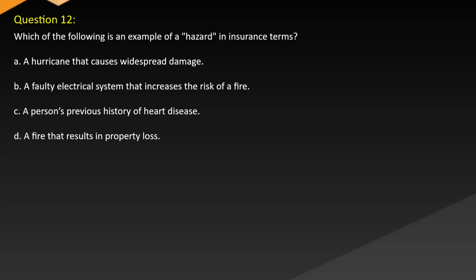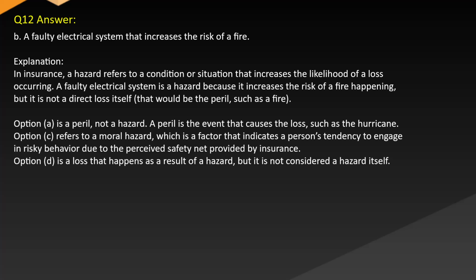Question 12. Which of the following is an example of a hazard in insurance terms? A. A hurricane that causes widespread damage. B. A faulty electrical system that increases the risk of a fire. C. A person's previous history of heart disease. D. Fire that results in property loss. Answer: B. A faulty electrical system that increases the risk of a fire.